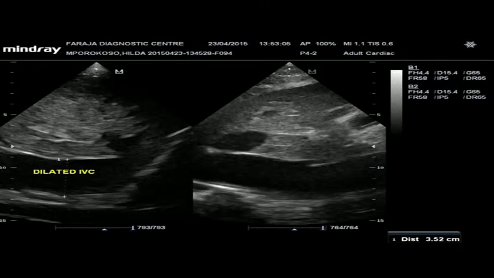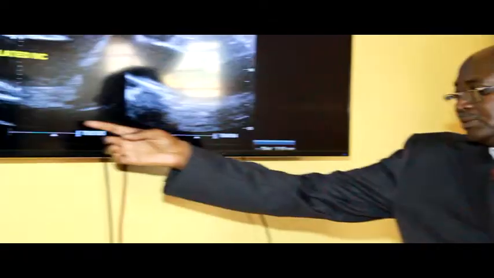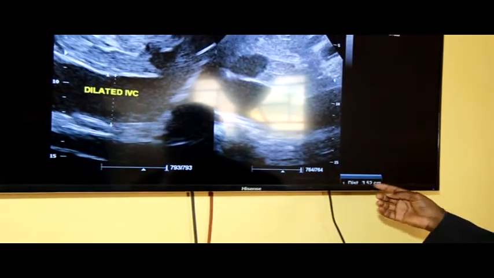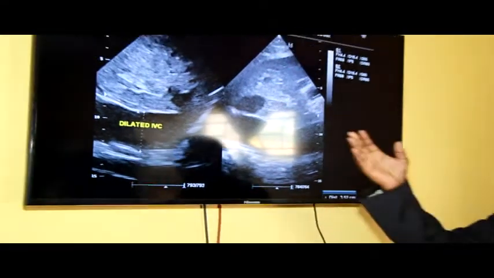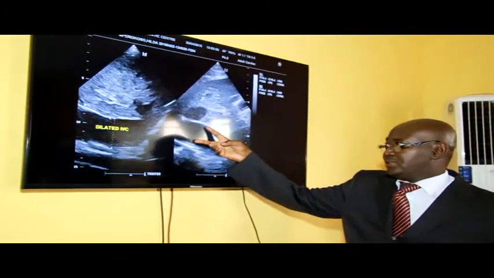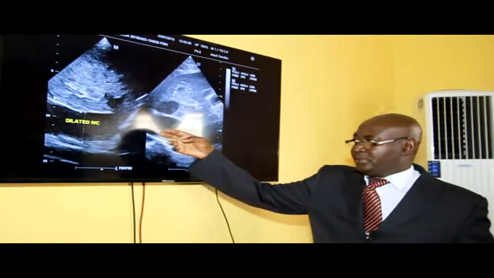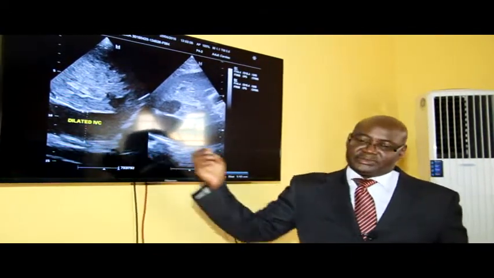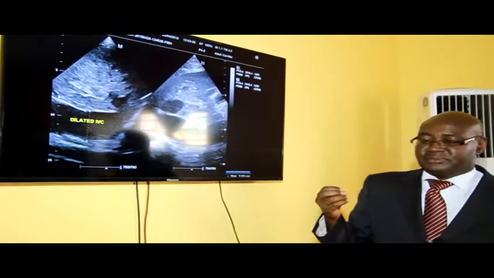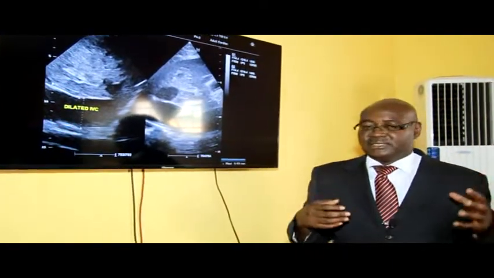This is the same image of the same client who had a dilated inferior vena cava, which was measuring 3.5 centimeters. It was dilated. We can see this is a longitudinal view. When we measured, it was dilated because there is a problem of right-sided heart failure.